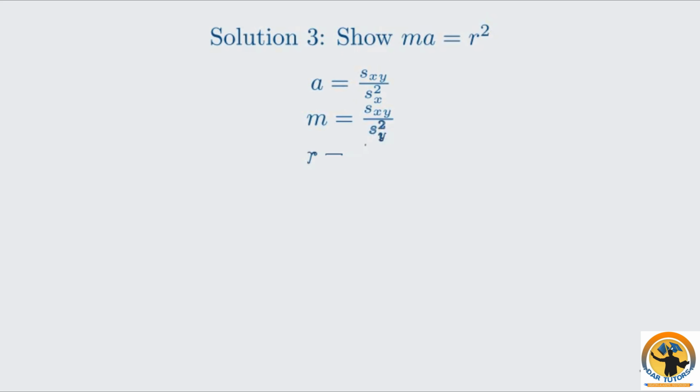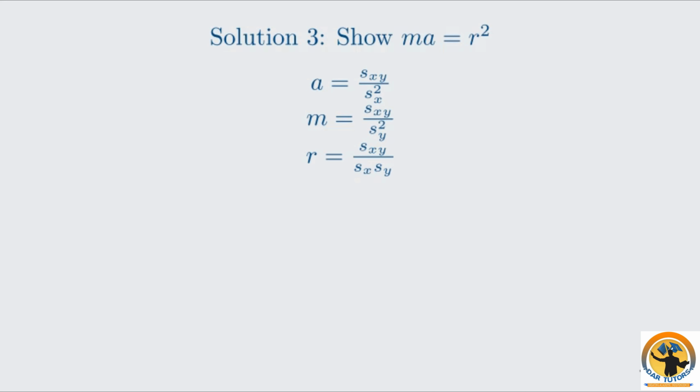Solution to question 3. We've already covered this in the video, so this is a good opportunity to review the steps. Question 3. Show that ma equals r squared. We start with the formulas for the gradients of the two regression lines and for the Pearson correlation coefficient. We want to show that ma is equal to r squared.